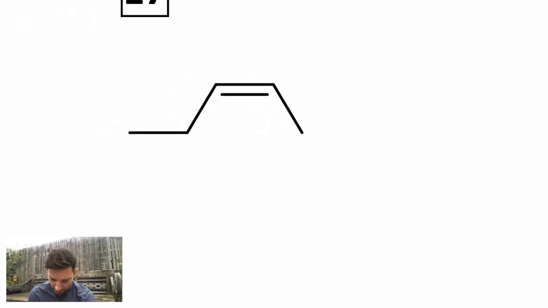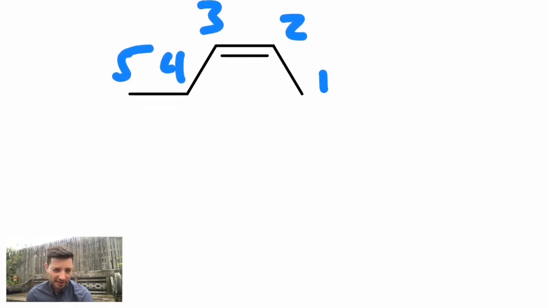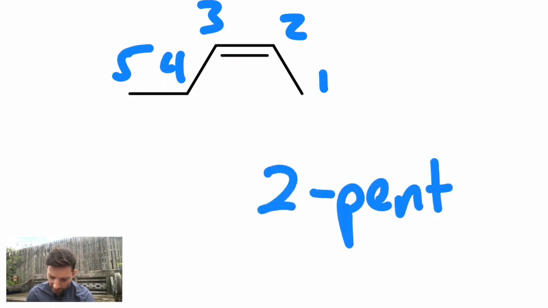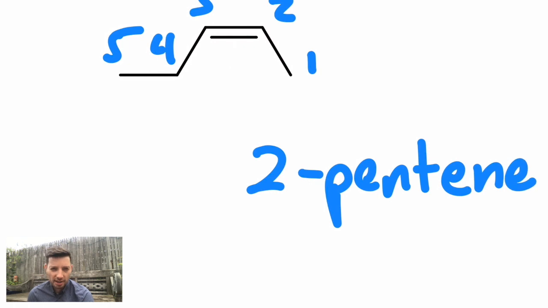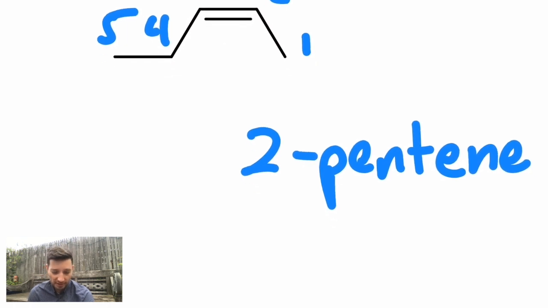For example, if I look at this 5-carbon chain right here, I would number it 1, 2, 3, 4, 5. So this is a pent derivative. It's not pentane, it's pentene. I gotta say where the ene starts, that's on carbon 2. So this would be a 2-pentene. And specifically, those 2 hydrogens coming off of the alkene carbons are pointing the same direction. So this is cis-2-pentene, and that's perfectly acceptable.